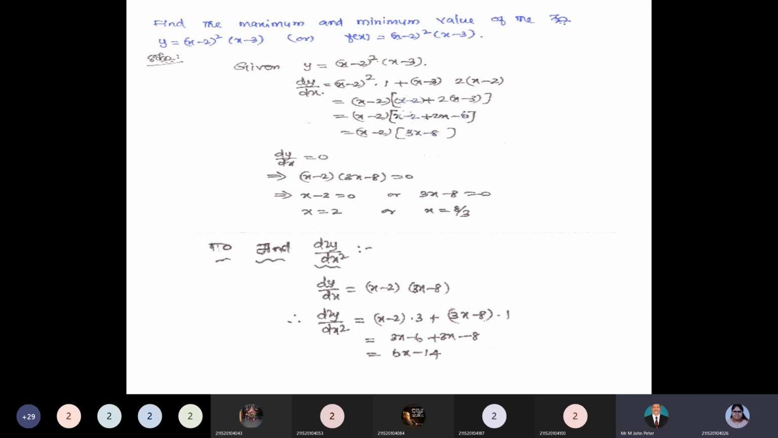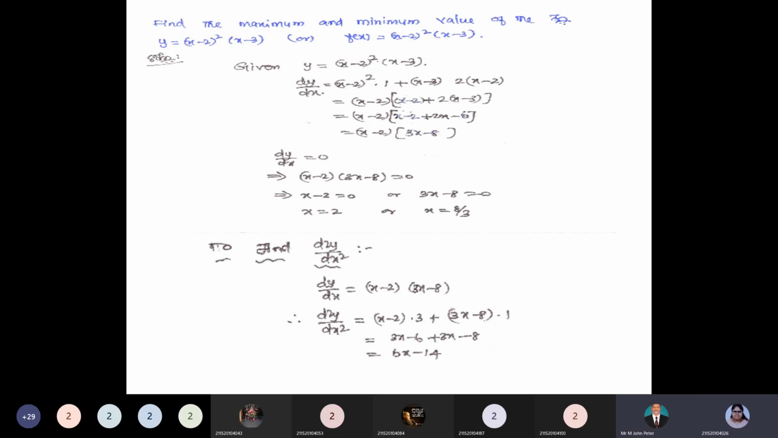First differentiation, dy by dx. Here we have two functions in multiplication: (x minus 2) whole square into (x minus 3). It is not plus in between; if it is plus, you can directly differentiate. But with two different functions in multiplication, apply the UV formula, the product rule. Otherwise, you can expand (x minus 2) whole square, multiply with (x minus 3) and proceed. That is one way, but we can keep the function as it is and differentiate with the UV method.